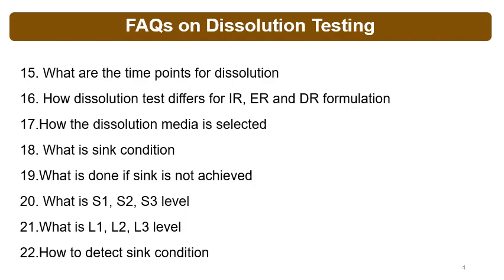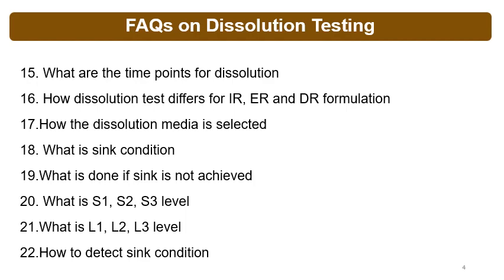Then 20 number question is, what is S1, S2, S3 level? So these are the acceptance criteria given in the USP for IR formulations, and L1, L2, L3 levels are given for the extended release formulations. Similarly, A1, A2, A3, B1, B2, B3 criteria is given for delayed release type of formulations.